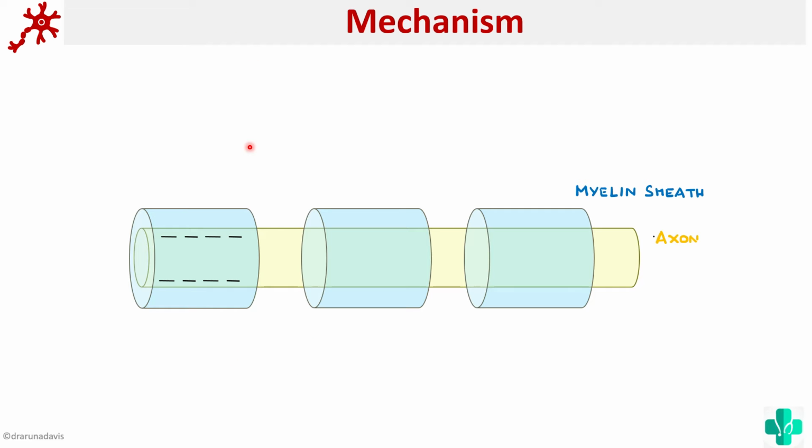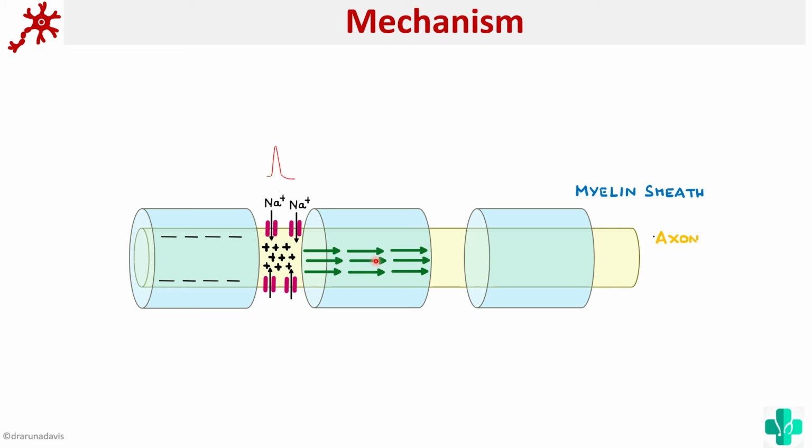What happens? Suppose there is a stimulus, there will be sudden opening of the voltage gated sodium channels, which will cause influx of sodium. Because of the influx of sodium, there will be depolarization at this node of Ranvier, which will produce an action potential, right? Now this influx of sodium will produce a local current which will be transmitted electrotonically to the next node of Ranvier.